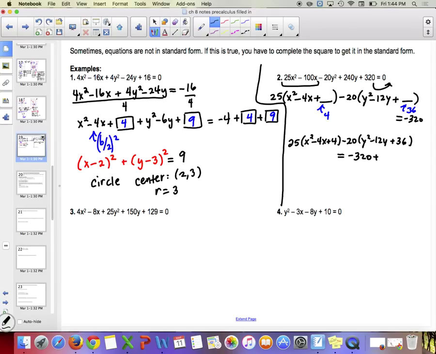I've added a lot of stuff over there on the left-hand side of the equation. So if I had my little teeter-totter, it's heavy. I need to balance it out. Does that make sense? So what I really added was 25 times 4. I added 100. So I put plus 100. And what I added here, I didn't really add.